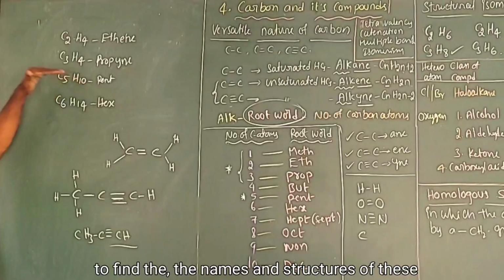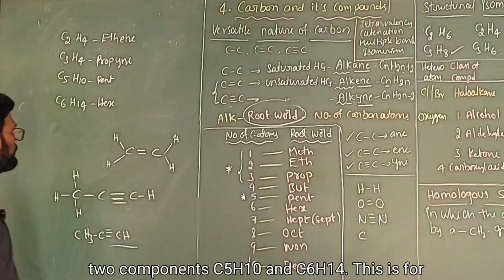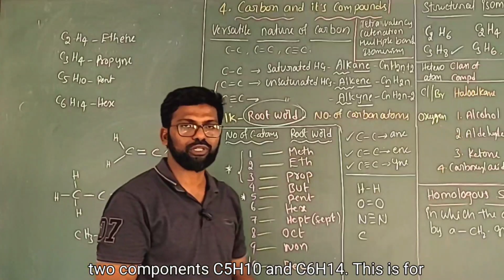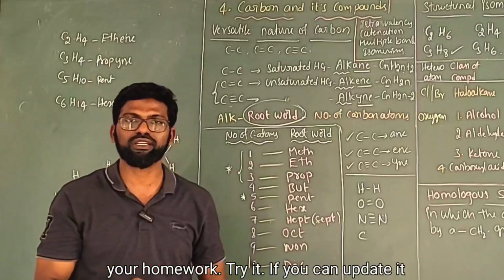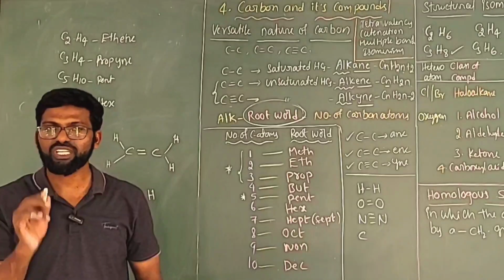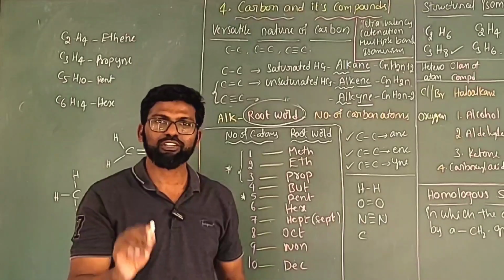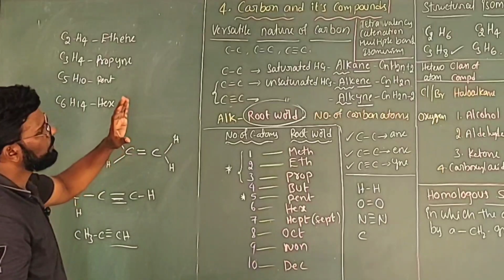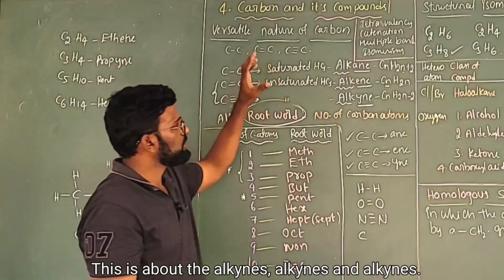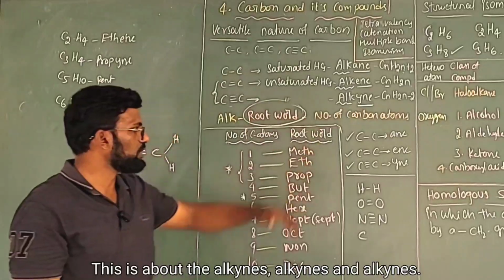And you try to find the names and structures of these two compounds, C5H10 and C6H14. This is for your homework. Try it. If you cannot get it, tell me in the form of comments, and I will do it for you. Right. Next, this is about the alkanes, alkenes and alkynes.